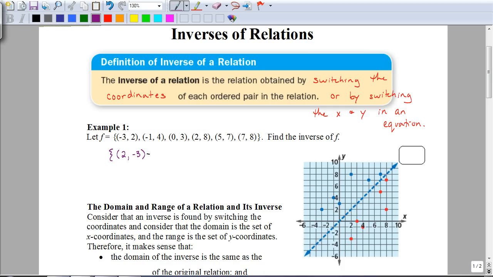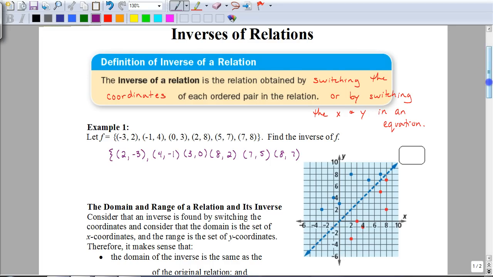Now notice the -3, the negative stuck with the 3. Don't switch just the 3 and the 2. Take the negative with it. So it's going to be a +2 and a -3. And the next coordinates would be 4, -1, 3, 0, 8, 2, 7, 5, 8, 7. You get the idea here.